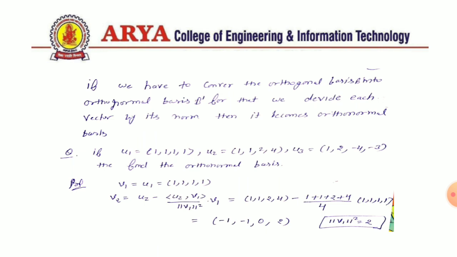Now if we solve it, in place of U2 we put the given vector 1 1 2 4, and inner product of U2 and V1 means dot product of V1 with U2, we get 1 plus 1 plus 2 plus 4 upon norm of V1 squared, meaning 1 squared plus 1 squared plus 1 squared plus 1 squared, we get 4, and V1 equals 1 1 1 1. If we solve it, then we get minus 1 0 and 2. Now here norm of V2 squared equals 6. Let's move to the next slide.